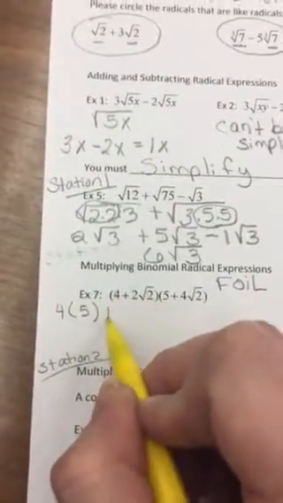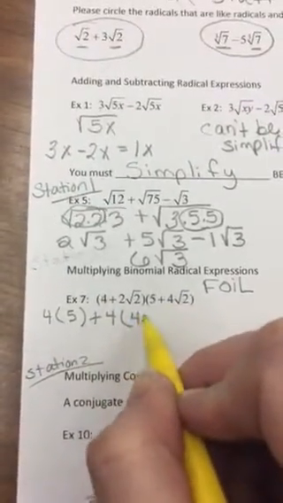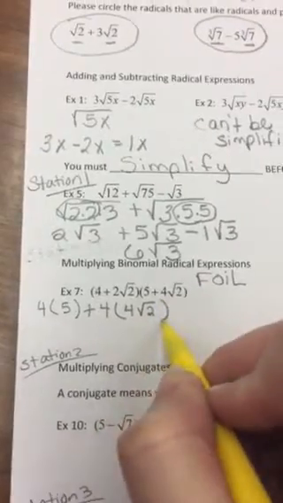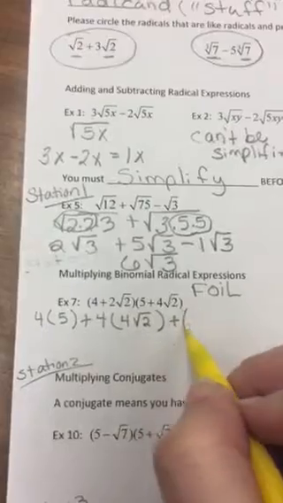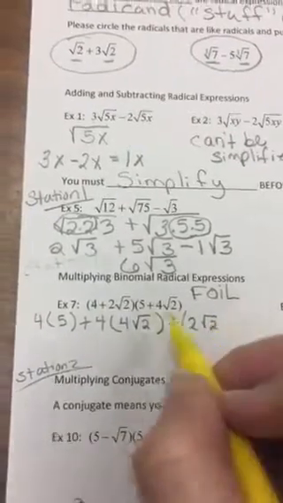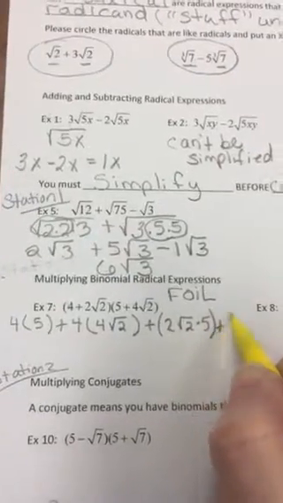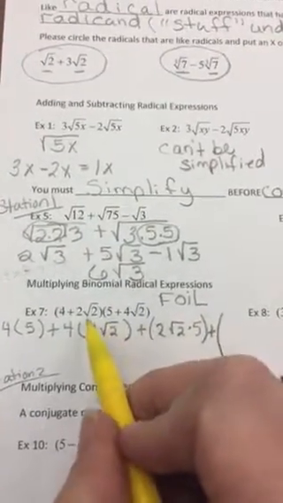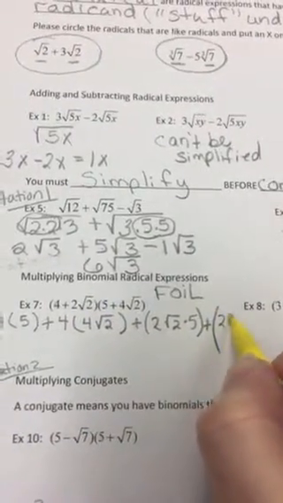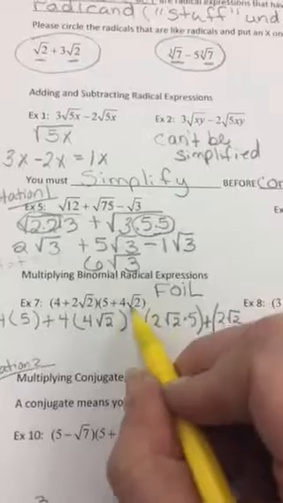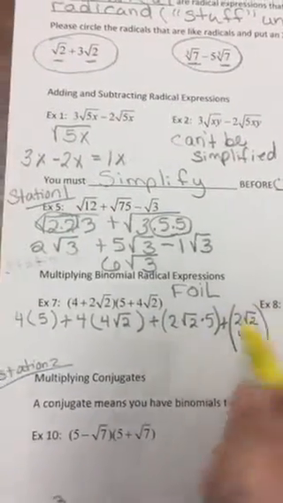Now my outside is going to be 4 times 4 square root of 2. My inside term is going to be 2 square root of 2 times 5. And then my last term, which I'm going to have to squeeze in here, is going to be 2 square root of 2 times 4 square root of 2. And now we're going to go back and clean some of this up.